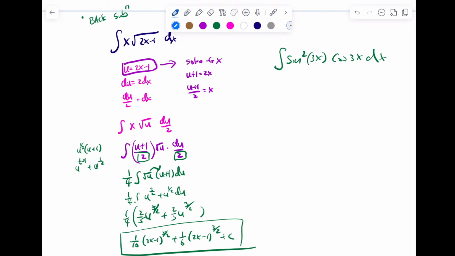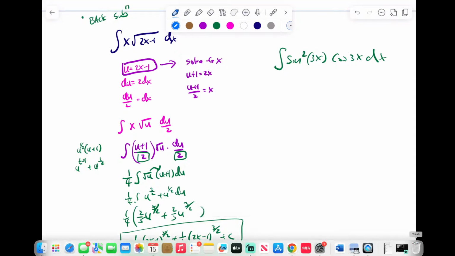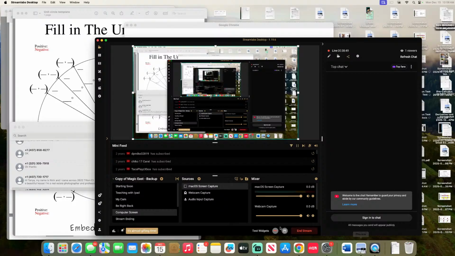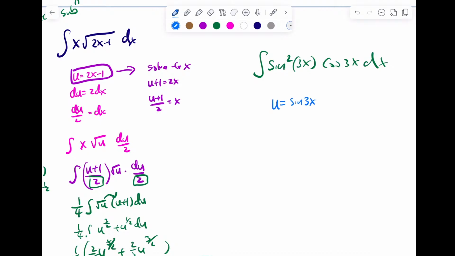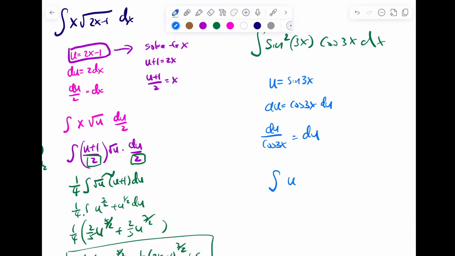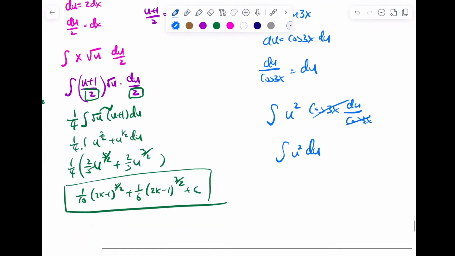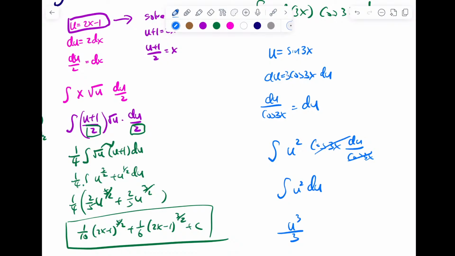Huh? Oh, great. So u equal to... I forgot a 3. I don't think any of these look like them.